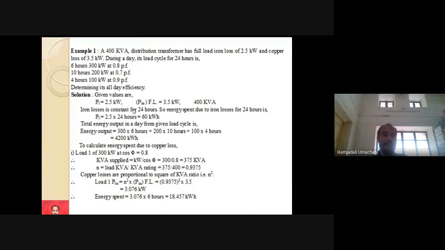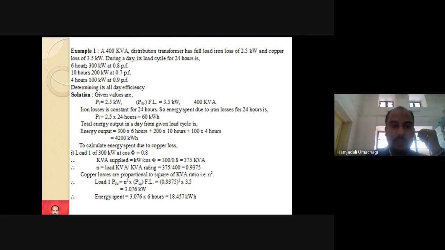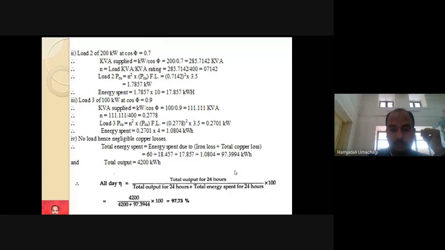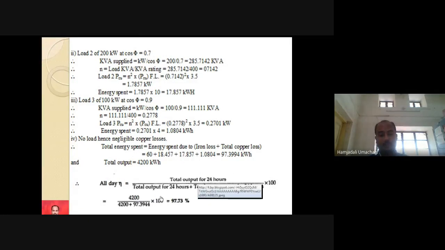So once again, as I told you, you need to calculate for different time intervals what will be the iron loss and what will be the copper loss. Then finally, using the all day efficiency formula, that is output by input, that too energy in 24 hours, that information you need to substitute in this equation, and finally you should get the value for all day efficiency. This problem we may discuss in the next class. Is it okay, all of you?